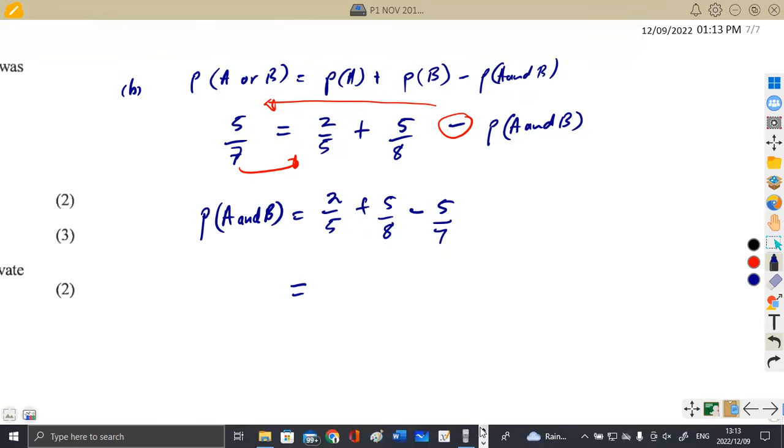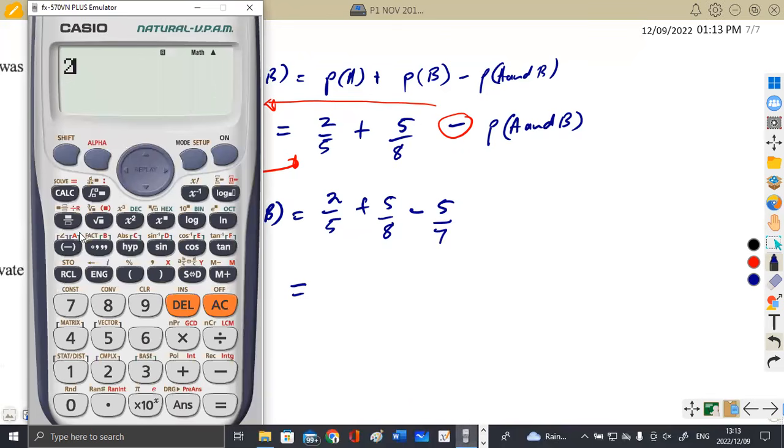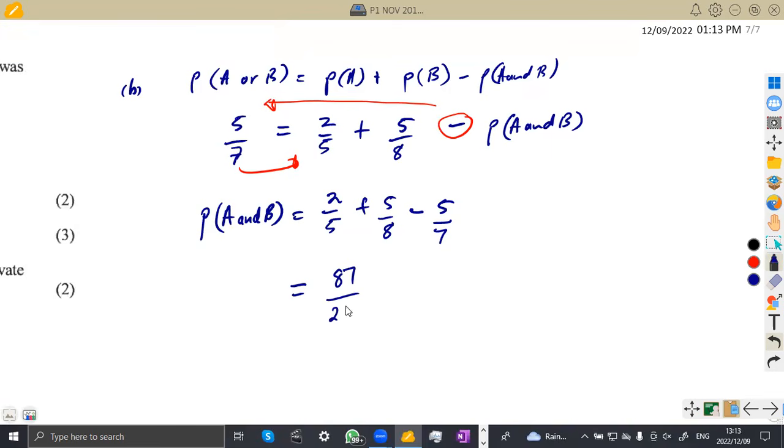So this, you can use your calculator direct. Let's insert 2 over 5 plus 5 over 8. Then we subtract 5 over 7. All right, this is going to be 87 over 280. So we've got 87 over 280.